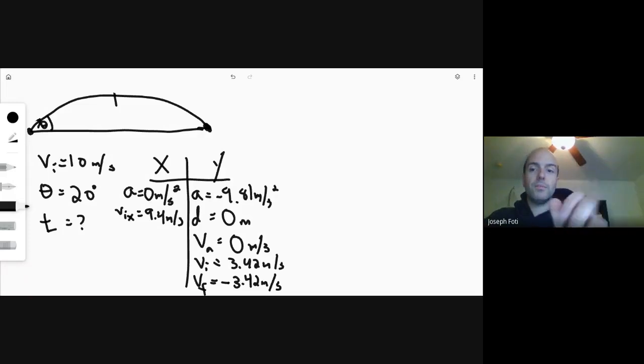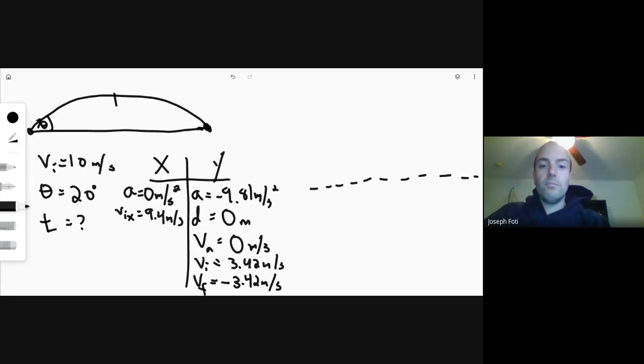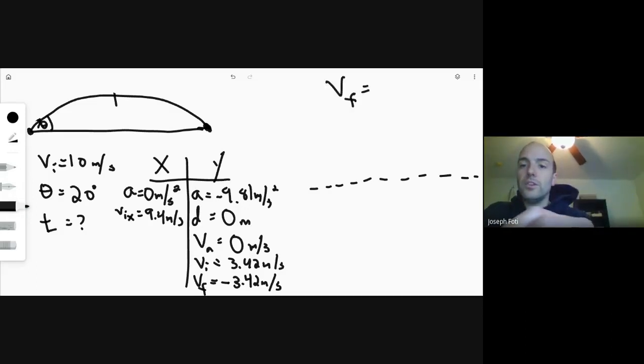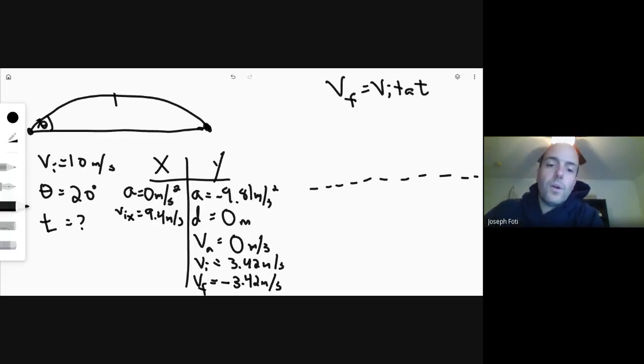Well, we can do this in 2 ways. I'll see if I can do this. I may need to end up erasing this, but we'll see. As you can see, our vertical column is much fuller than our horizontal. So we're going to use our vertical values to solve for this time. Based on what I'm seeing here, I think it would be easiest to use this equation to find our time.